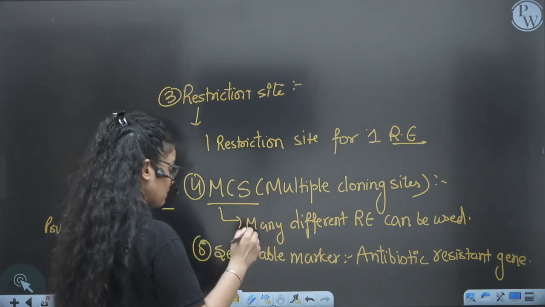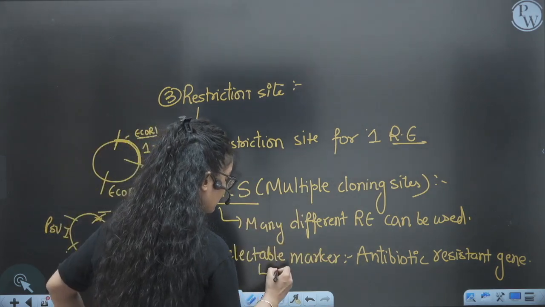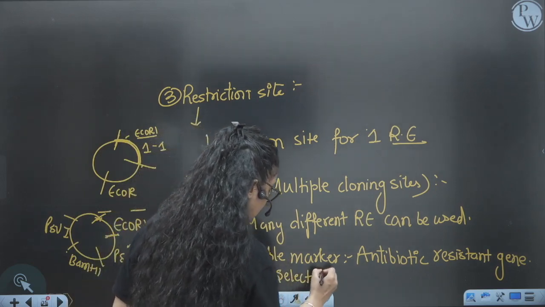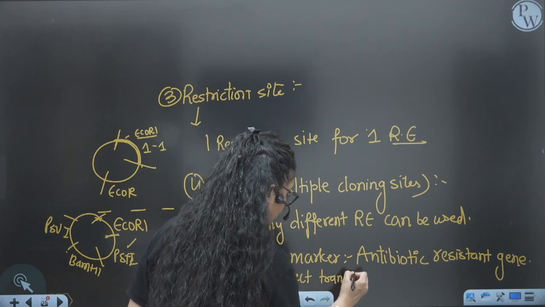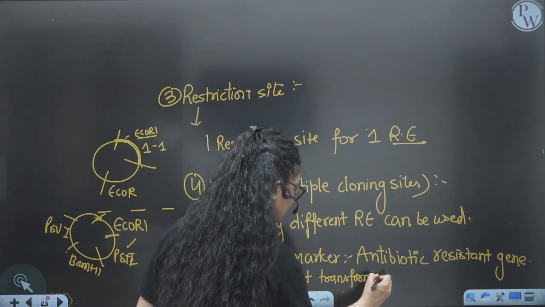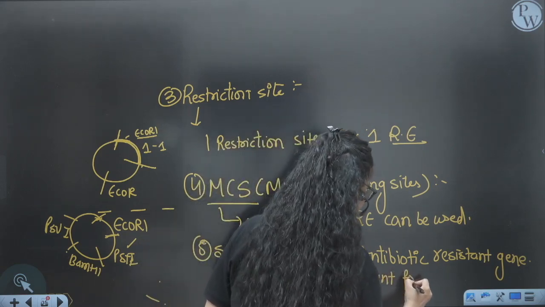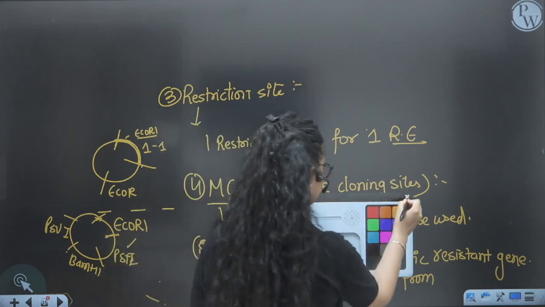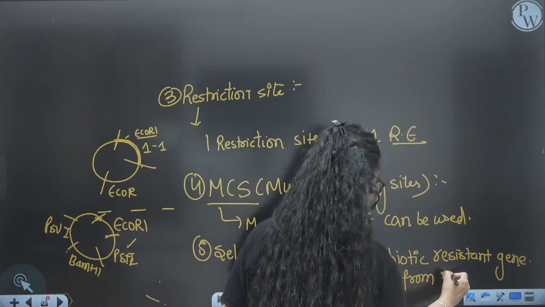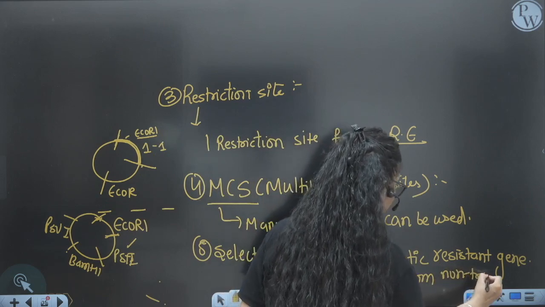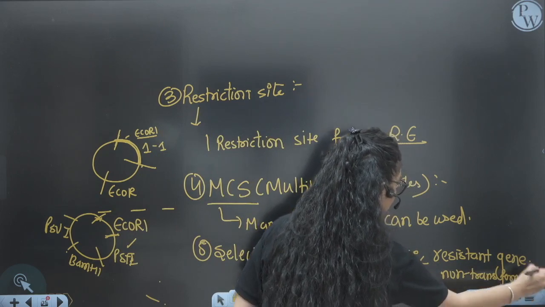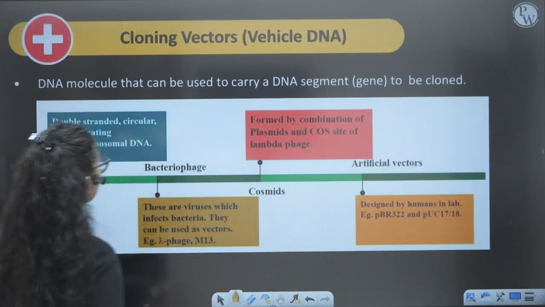So what is the purpose of it? The selectable marker will select transformants from non-transformants. This is the purpose, right? A transformant host means one which has our recombinant DNA, as opposed to a non-transformant host, right? So let's discuss the different types of vectors now.